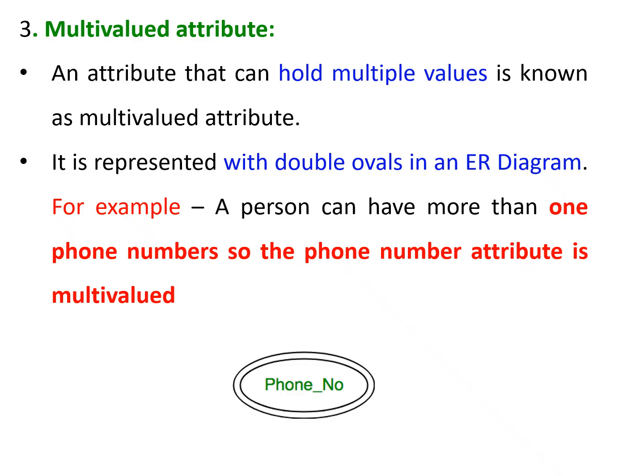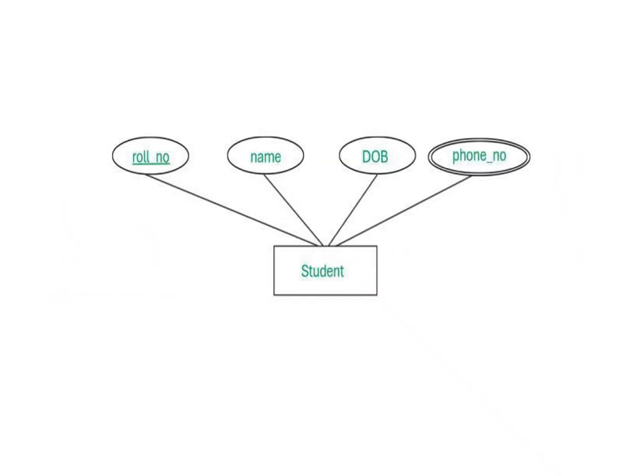Multi-valued attribute is an attribute that can hold multiple values. That is what is called a multi-valued attribute. It can be represented as a double ellipse or double ovals in an ER diagram. For example, a person can have more than one phone number. A person can have more than one mail ID. So we can represent it as a double ellipse.